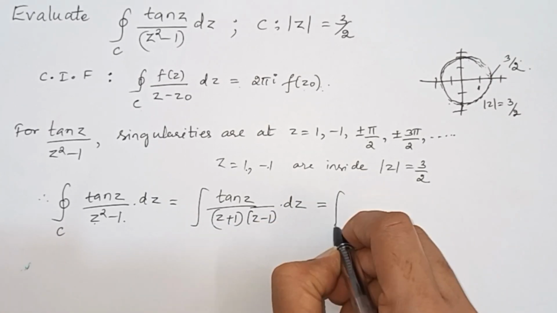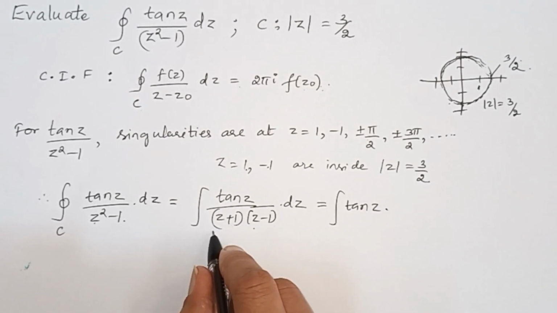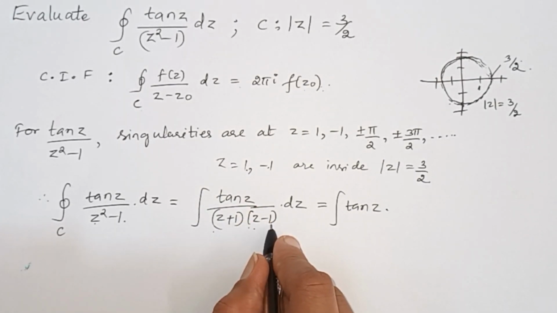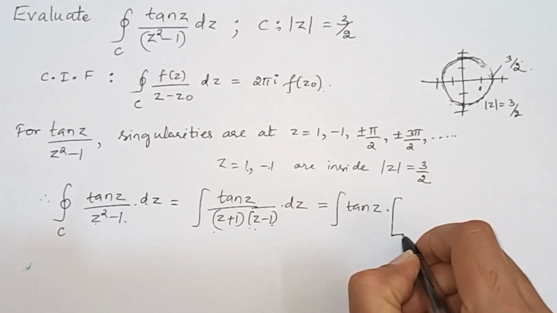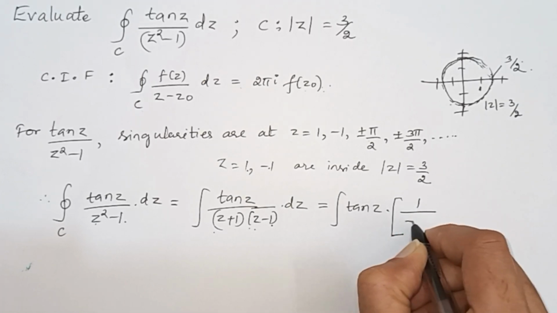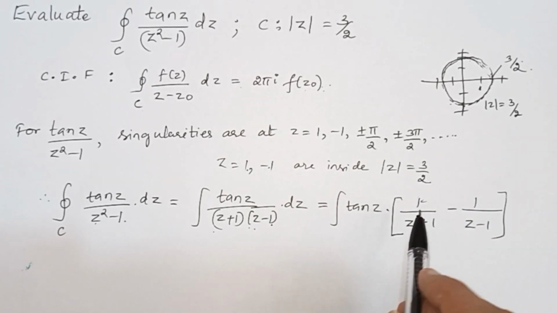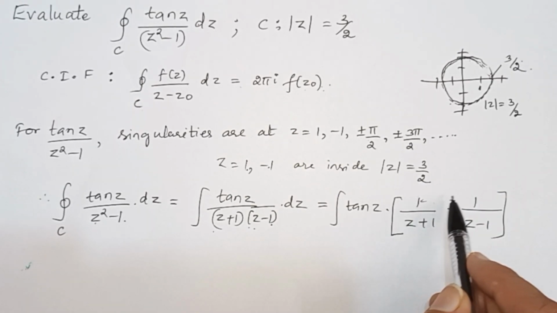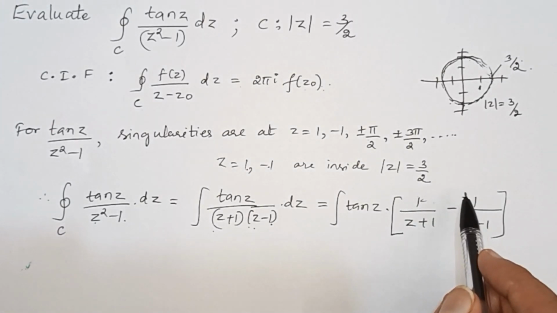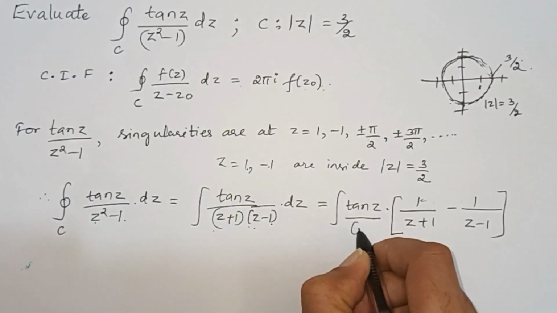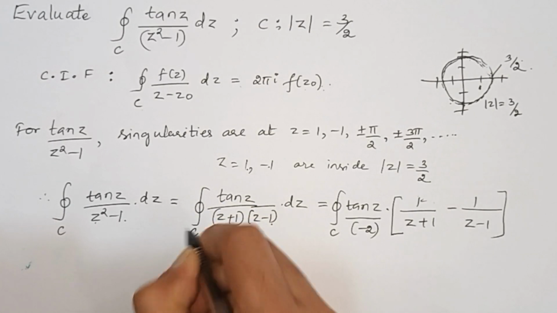This is equal to tan z into, to simplify it further, I will write 1 by z plus 1 into z minus 1, using the concept of partial fractions. This can also be written as 1 by z plus 1 minus 1 by z minus 1. Now this gives you z minus 1 minus z minus 1, minus z plus z cancels, minus 1 minus 1 is minus 2. Minus 2 is extra, so I will divide it by minus 2 also. This is over the curve C.